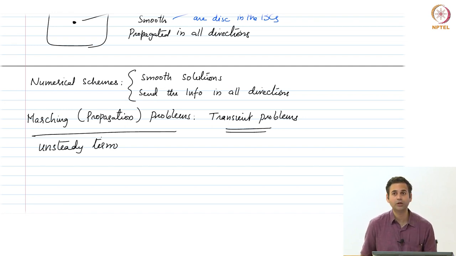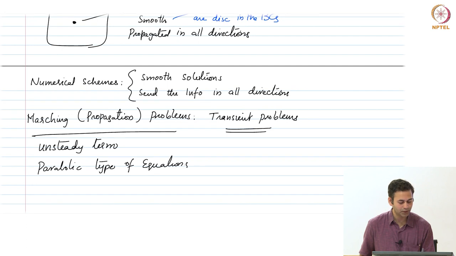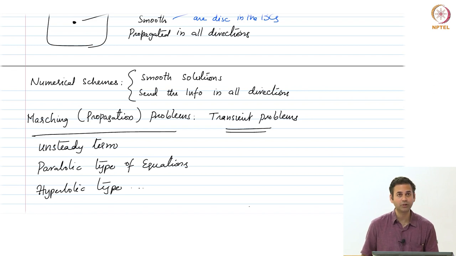Now, in the marching problems, we can classify further into two different types. One, we call parabolic type of equations. The other one, we call hyperbolic type of equations. But both of them belong to the transient flow problems. So we're going to see how these two differ, and a working equation for each, and the characteristics, etc. Okay? Thank you.